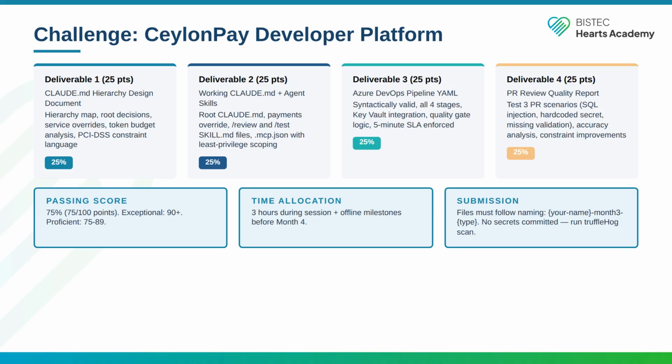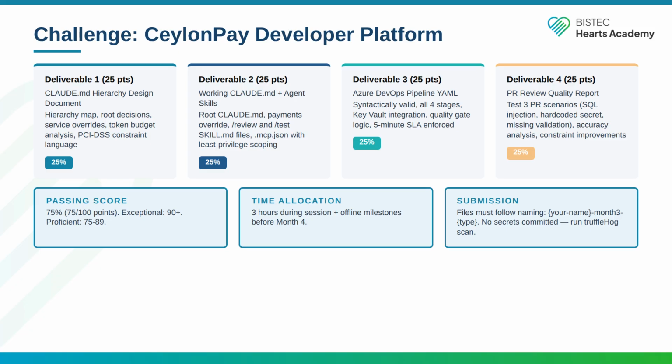Deliverable 4 is the peer review quality report. 3 PR scenarios test your pipeline's detection capability. A SQL injection via parameter concatenation, a hard-coded JWT secret, and missing input validation on a financial transaction endpoint. The evaluation criteria rewards quantified accuracy analysis, true positive rate, false positive analysis with root cause, not just narrative description.